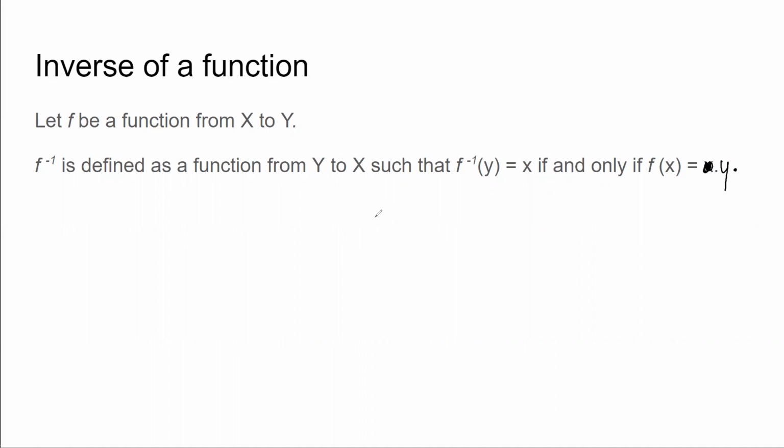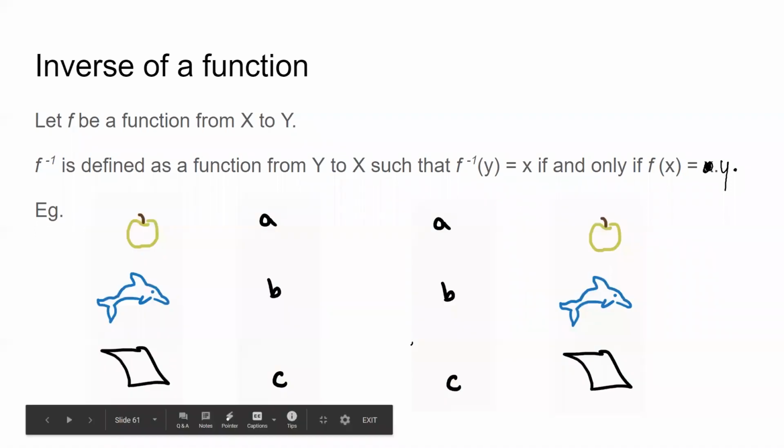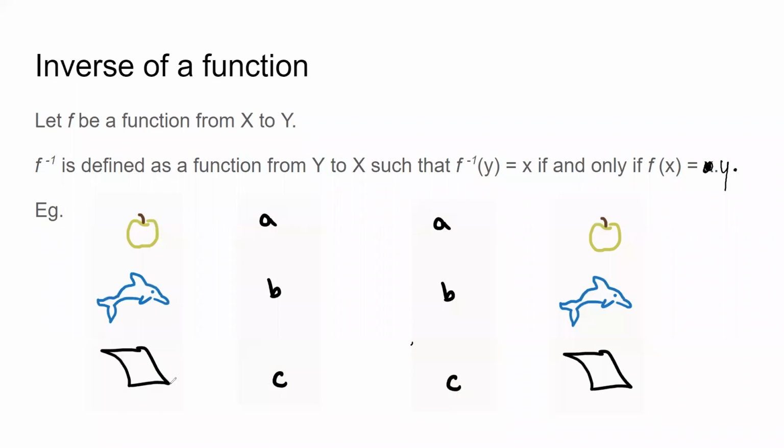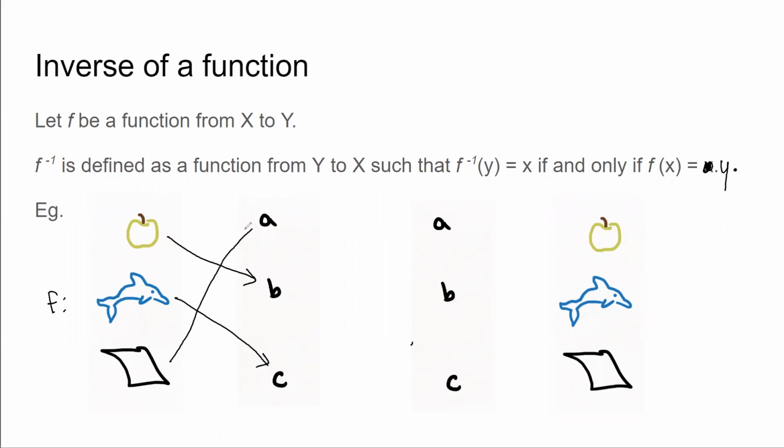All right, so the idea is that f inverse is going to be the reverse function of f. Let's take a look at an example of this. So let's say I have two sets, the set apple, dolphin, paper, and the set A, B, C, and I have a function f from apple, dolphin, paper to A, B, C. Let's say apple is sent to B, dolphin is sent to C, and paper is sent to A. So this is where f sends the elements of my first set to the second set.